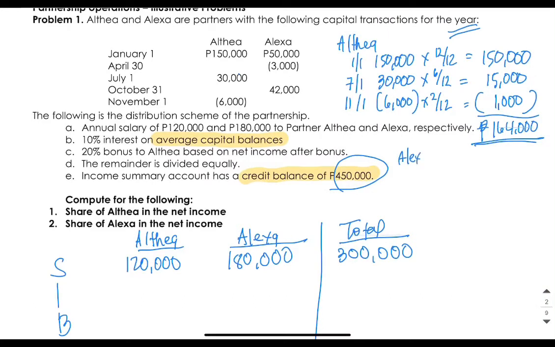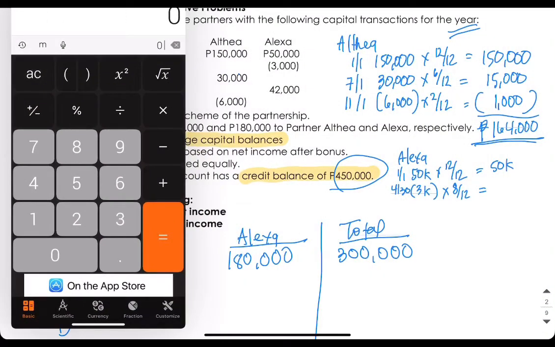So for Alexa, that is 50,000, times 12 over 12, the same. So this is also 50,000. And then on April 30, there is a withdrawal amounting to 3,000. So 3,000, how many months? From April 30 to December 31. So that is 8 months. So times 8 over 12. Okay, so 3,000 times 8 over 12. So that is 2,000. We have to copy the sign, of course.